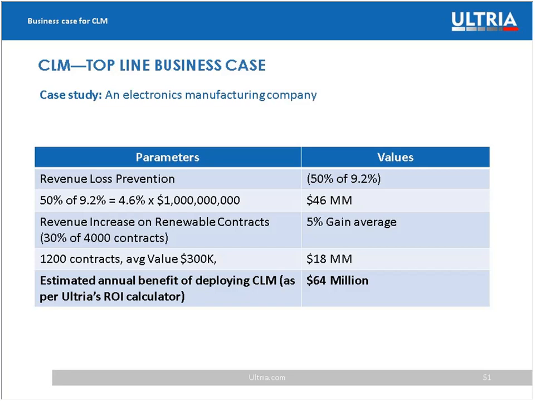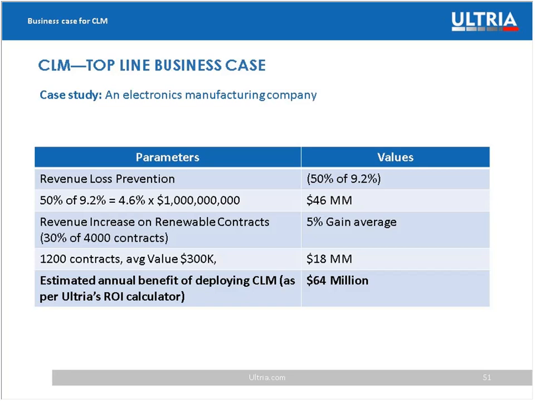That is a very big number. But maybe we can set that aside, and we can add them up later if we're looking for a good business case. But just think, 46 million, million here, million there, pretty soon we're talking real money. Let's take that third line, revenue increase on renewable contracts.